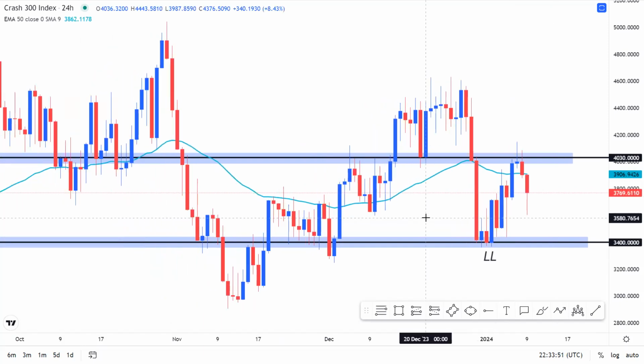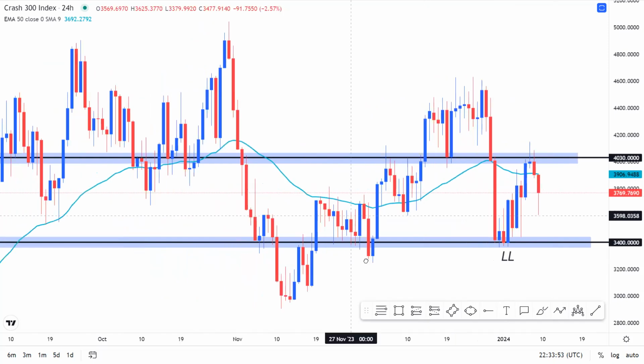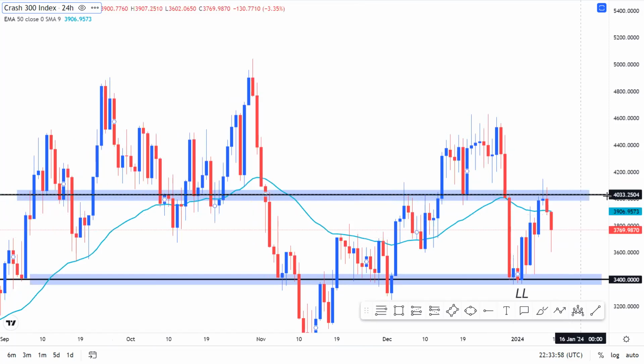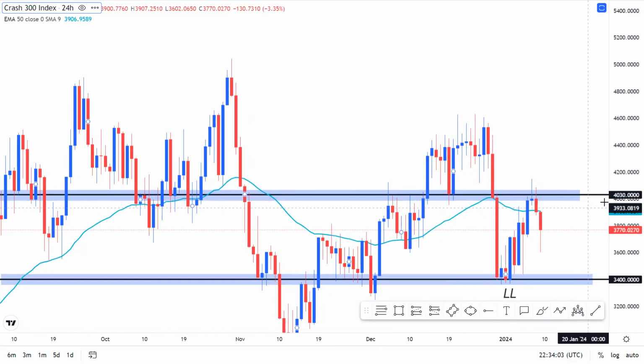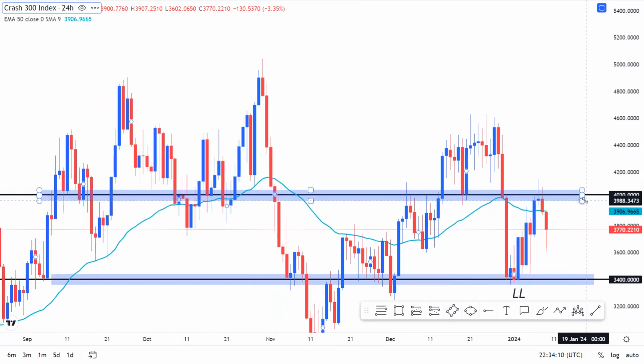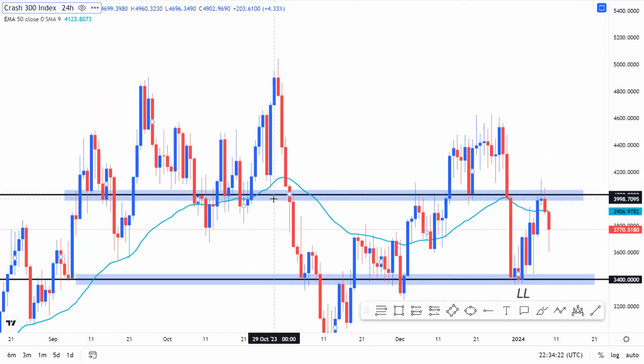And for me, the level that stood out for me was this right here, somewhere around the 4,000 psychological round number level, owing to the fact that quite a number of times, looking to the past, for every time we had price test this level, we've had to see significant movements in the opposite direction.